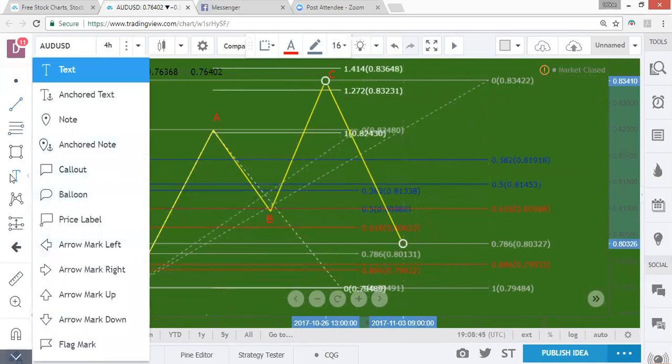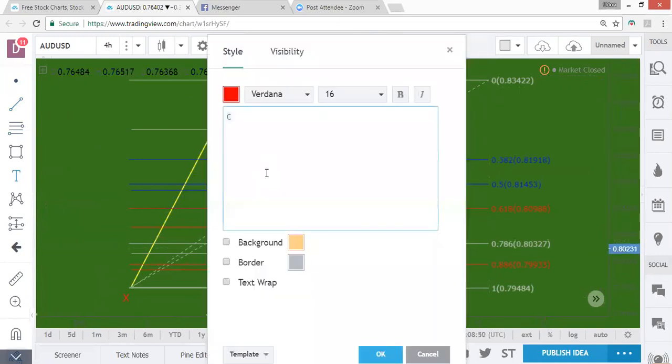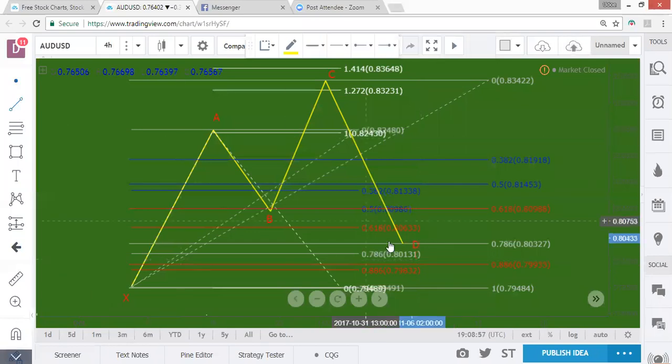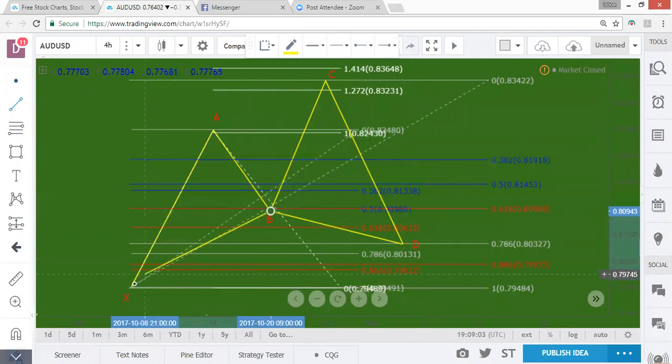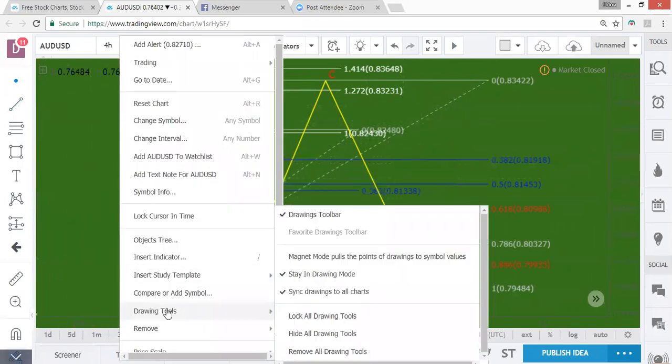D completes at the 786. At that point, we will have our bullish Cypher. We'd be looking to get long at this point, take a ride up. Do I have any questions? If not, let's draw the bearish Cypher.